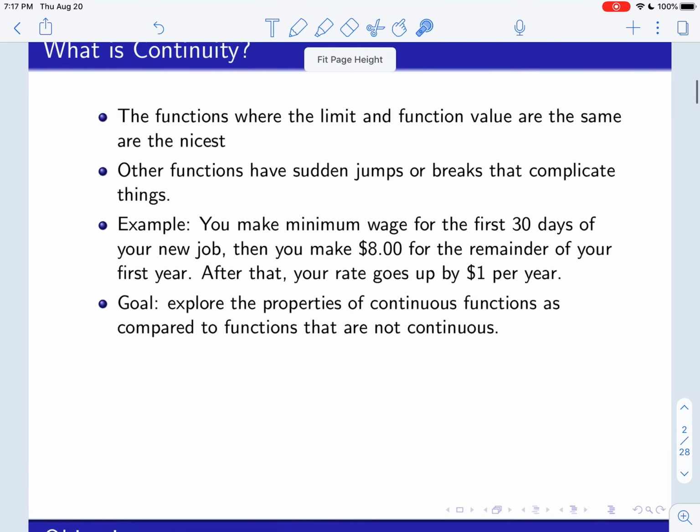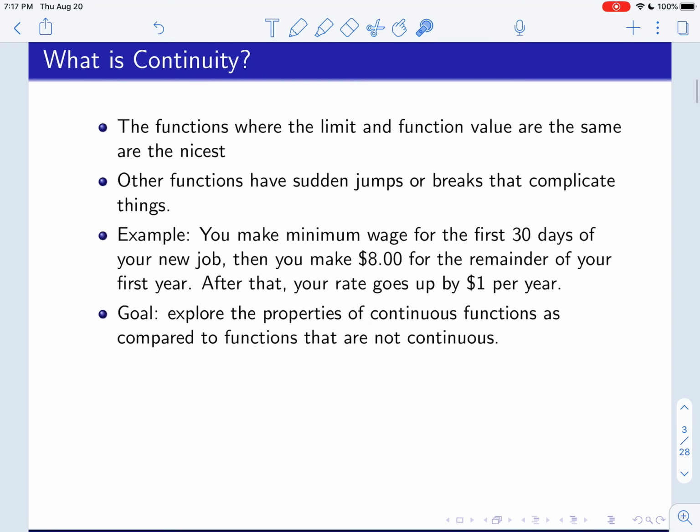So the ones where the limit and the function value are the same, they're the nicest in a lot of ways. They're the ones you're used to seeing, but they also have some really nice properties. But other functions that sometimes come up in life have these jumps or breaks that make things a little bit complicated. Quick example of that.